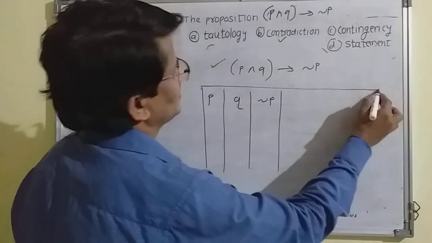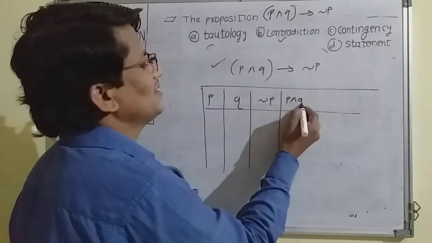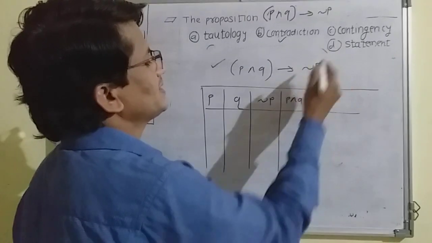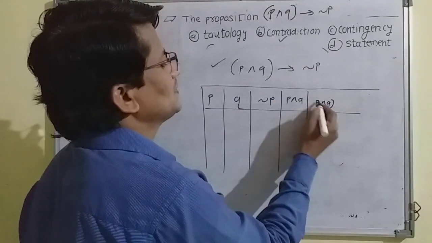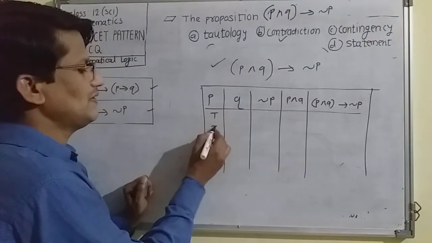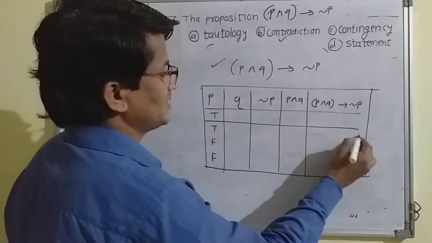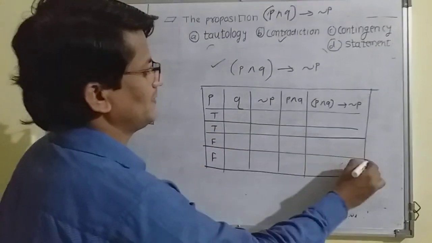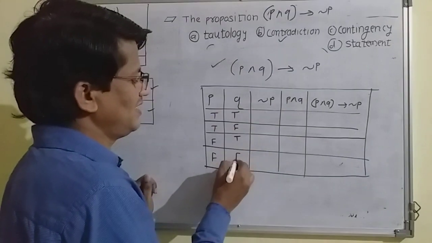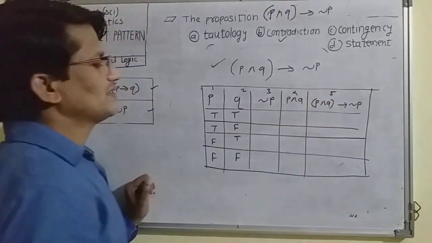After that, the first bracket, P and Q. So 1, 2, 3, 4, 5, these are all the columns: P, Q, negation P, P and Q, and P and Q implies negation of P. Here we all know double T, double F. This is the first one, second, third and fourth. Double T, double F; second, TF, TF.